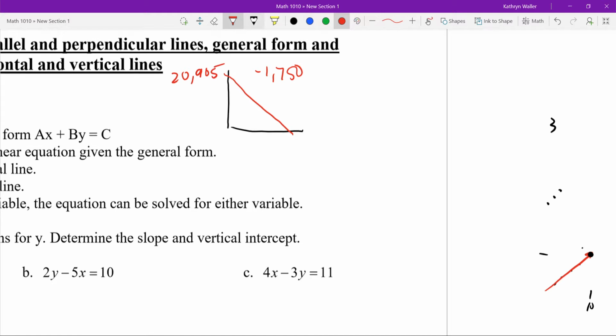Okay, so what about this? What if your friend bought a motorcycle, and the original cost of the motorcycle was $25,000, but the motorcycle was also depreciating at a rate of 1,750. Someone tell me how the graphs would be the same. Someone tell me something the same about those graphs.